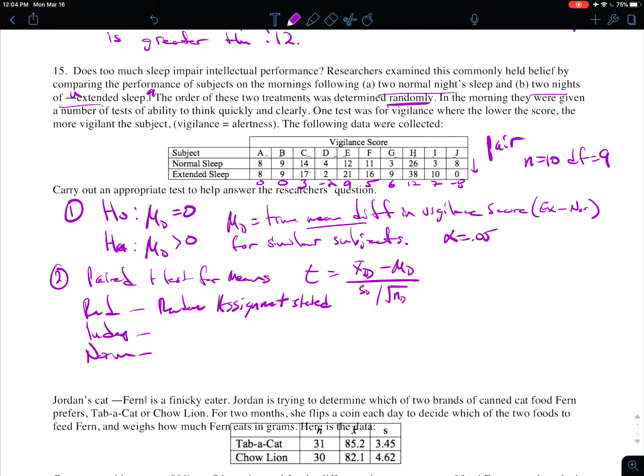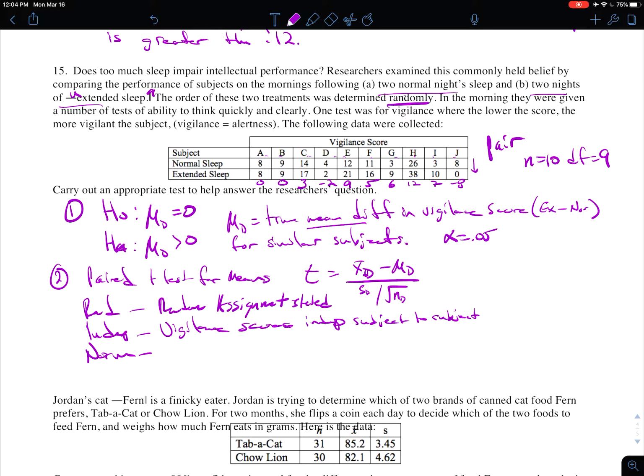Let's see, independence. So it is dependent, right, from normal to extended, but subject to subject is independent. And so this wasn't a random sample, so we don't want to use the 10% rule. We just want to say that the vigilance scores are independent subject to subject. And that's as best as we can do. And that really does get taken care of by the random assignment, if you want to attribute it to that. But definitely not saying 10% rule would be important for that statement.